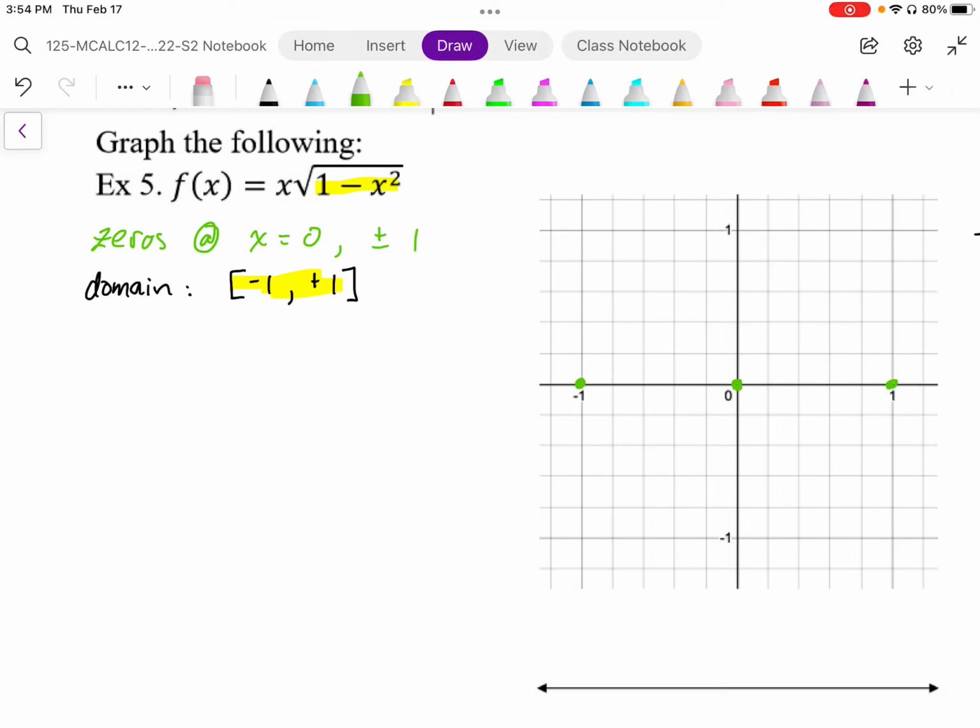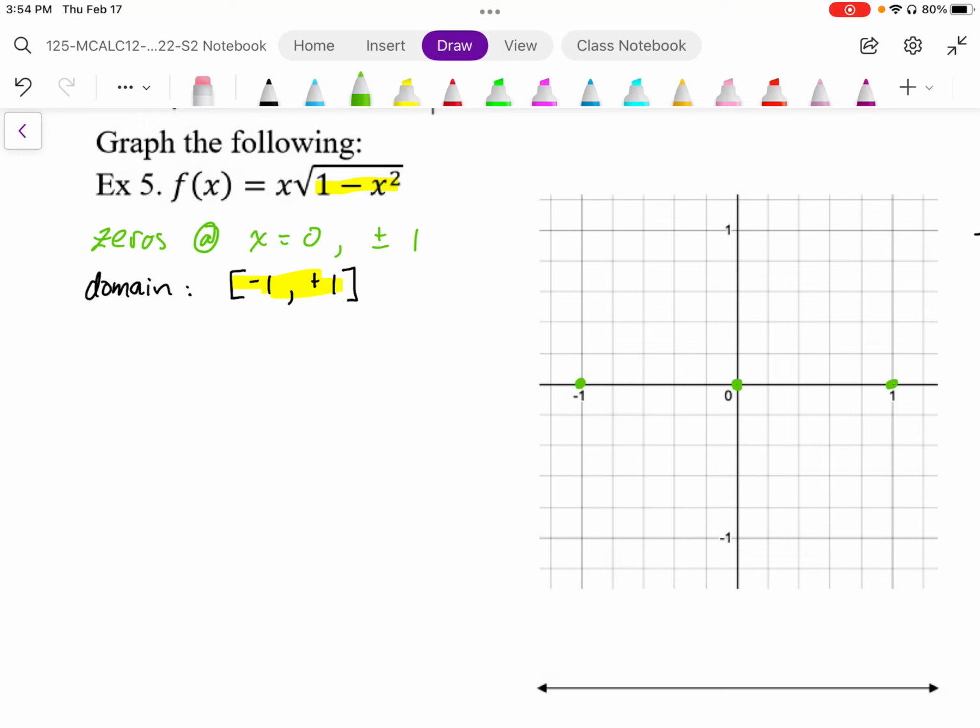To graph this function, we're first going to look at the zeros. So the zeros are going to be where the x is 0, so that's the x on the outside, and then we have 1 minus x squared. We want to know where that's equal to 0, and that's going to be at plus minus 1. So I've graphed my 3 zero points here.